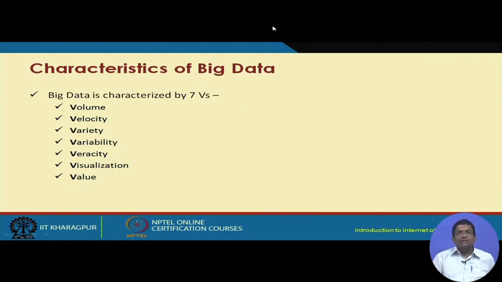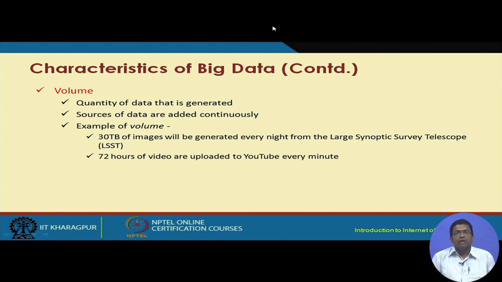Some of the characteristics of big data: earlier it started with the 3Vs, then came the 5V definition, and now people are talking about 7Vs of big data. So, what are these Vs? Number 1, volume. Number 2, velocity. Number 3, variety. Number 4, variability. Number 5, veracity. Number 6, visualization, and number 7, value. These are the 7 different characteristics, in the form of Vs, of big data. Let us look at each of them one by one.